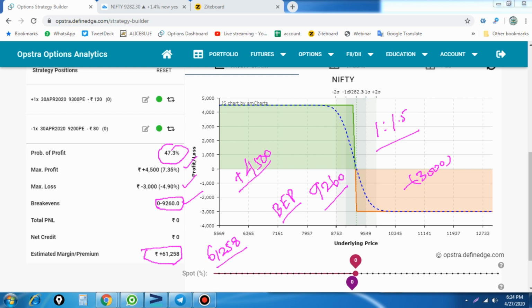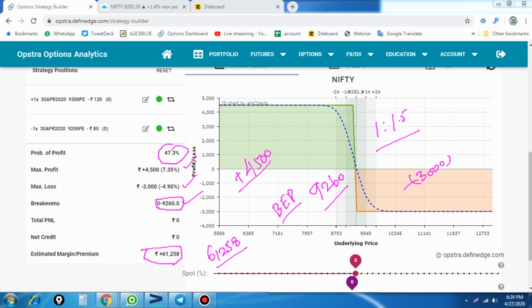This 1 to 1.5 risk reward ratio gives you a perfect return when the Nifty goes below 9260 up to this expiry. Or we can apply this strategy on an intraday basis also. Whenever you get a minimum profit, you exit. For example, if I do this strategy with 10 lots, I'm going to take a risk of 30,000. Even intraday, if I get a 500 or 600 rupees profit, I'm going to book it, and with 10 lots I'm going to take a profit of 45,000.